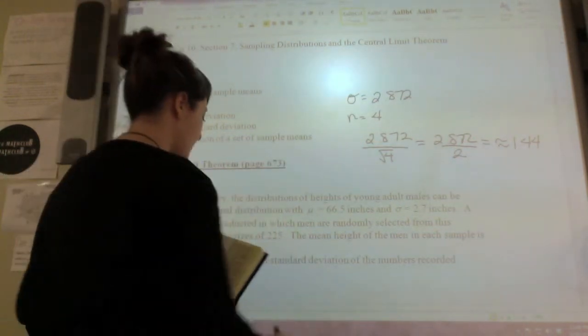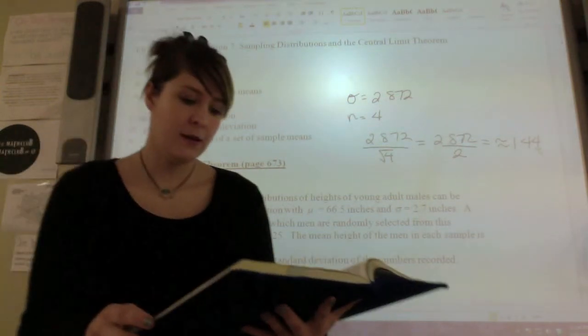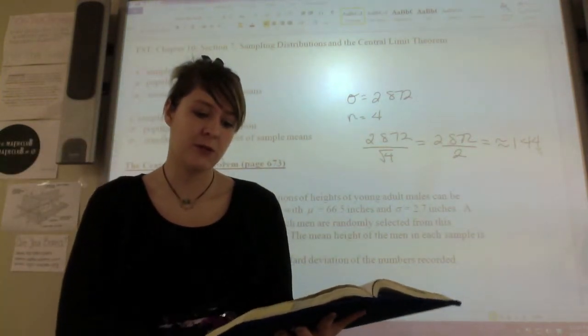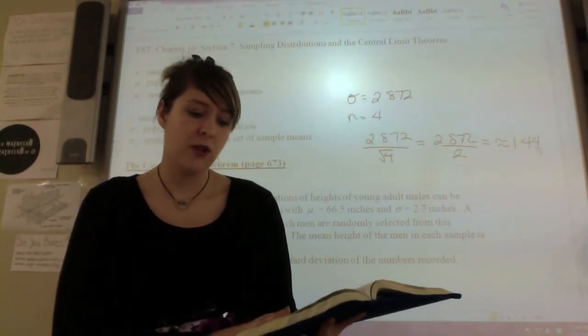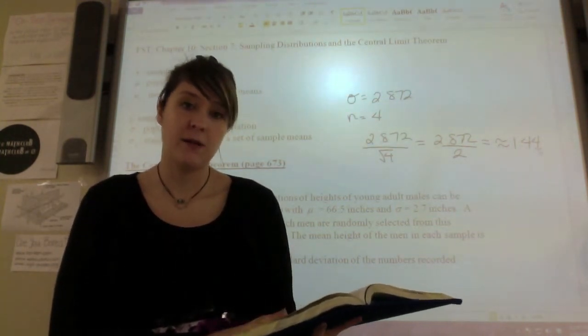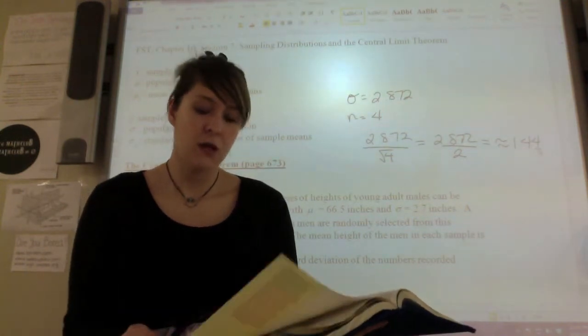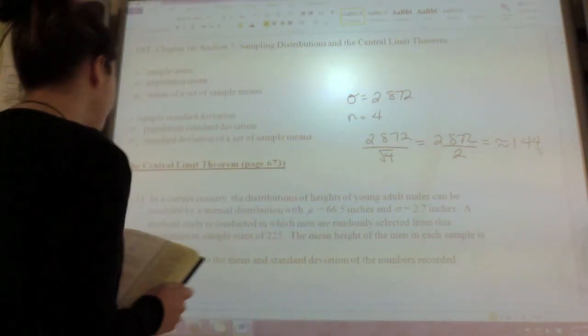So it works out. And then number 3, the distribution of sample means approaches a normal distribution with a mean of mu and a standard deviation of sigma divided by the square root of n. So that's our central limit theorem.